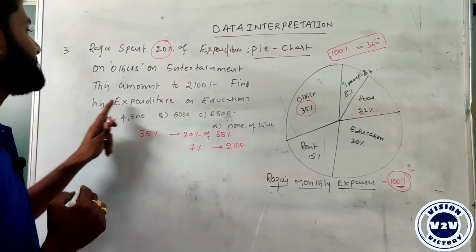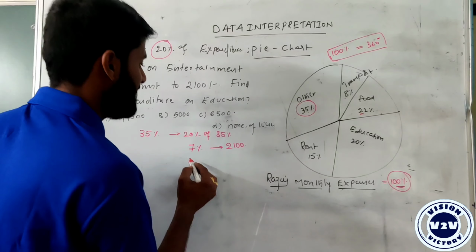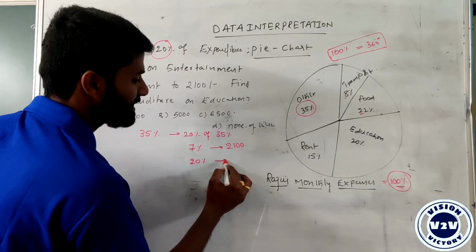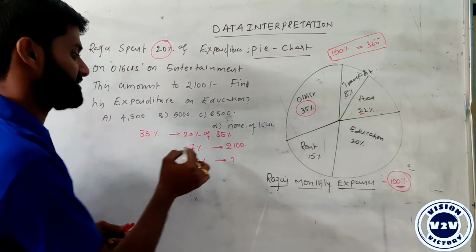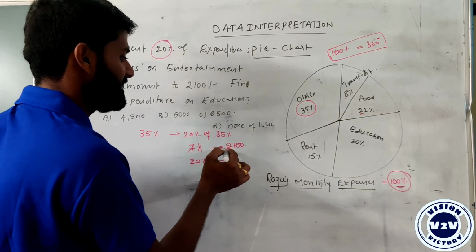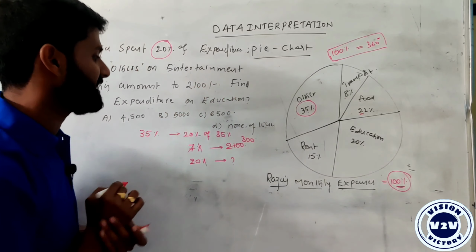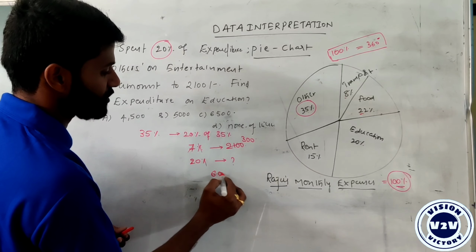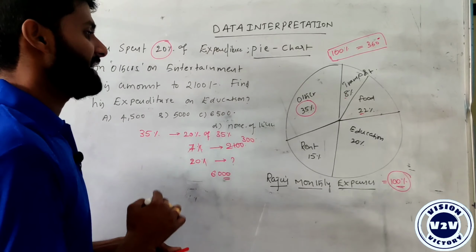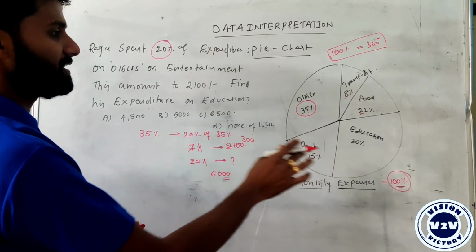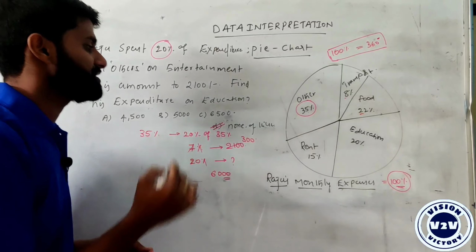Here my question: what is the expenditure on education? Education is exactly equal to 20%. 20% is how much? See, percentage cancels. 7 300s, and 2 3s are 6. So the option is equal to 6,000. He spent 6,000 rupees on education. So the option is equal to D.